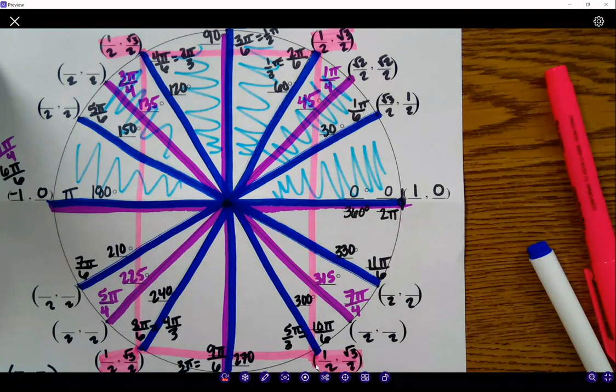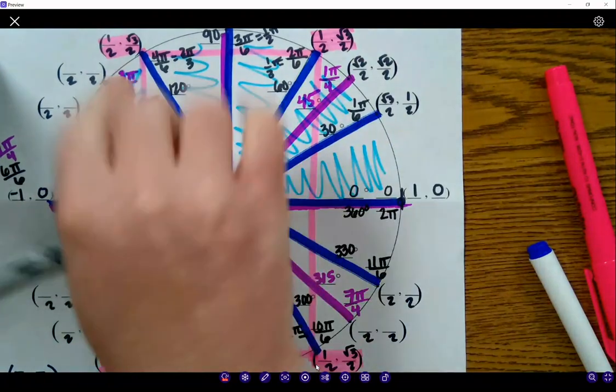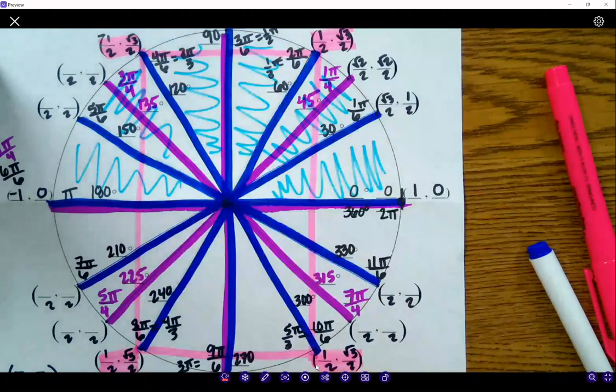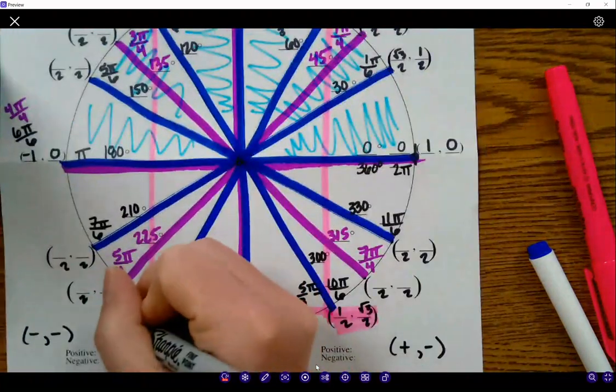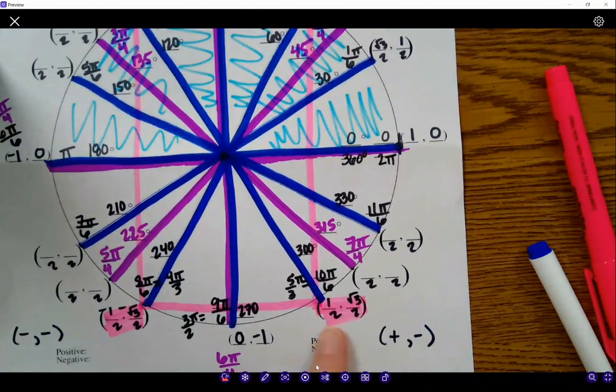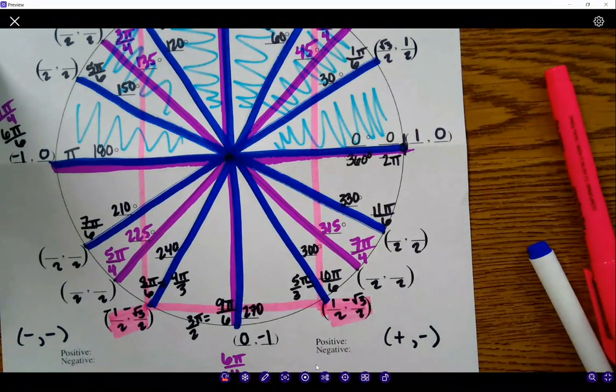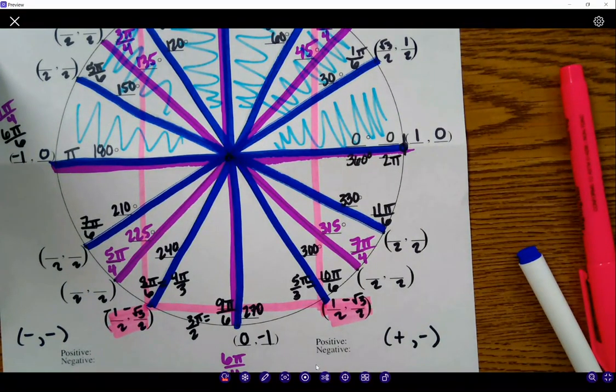Okay, so remember in quadrant 1, both of our values are positive. In quadrant 2, our x value is negative, our y value is positive. In quadrant 3, both our x and y values are negative. And in quadrant 4, x is positive, y is negative. Okay, from this point, we can go ahead and reflect the remaining points.